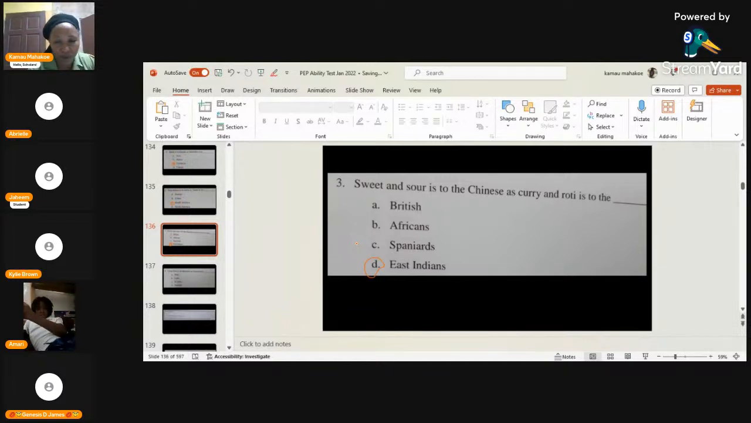Sweet and sour foods in the Caribbean, we associate that with the Chinese originally. And curried foods, especially curried dal and roti, we associate with the East Indians.